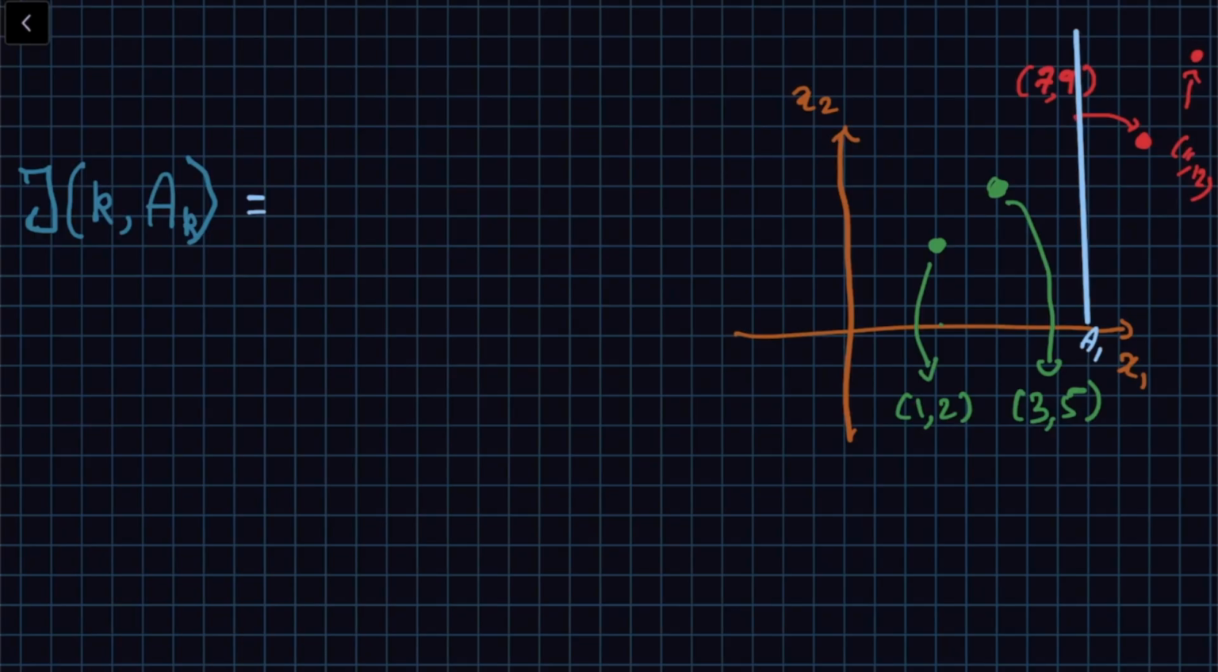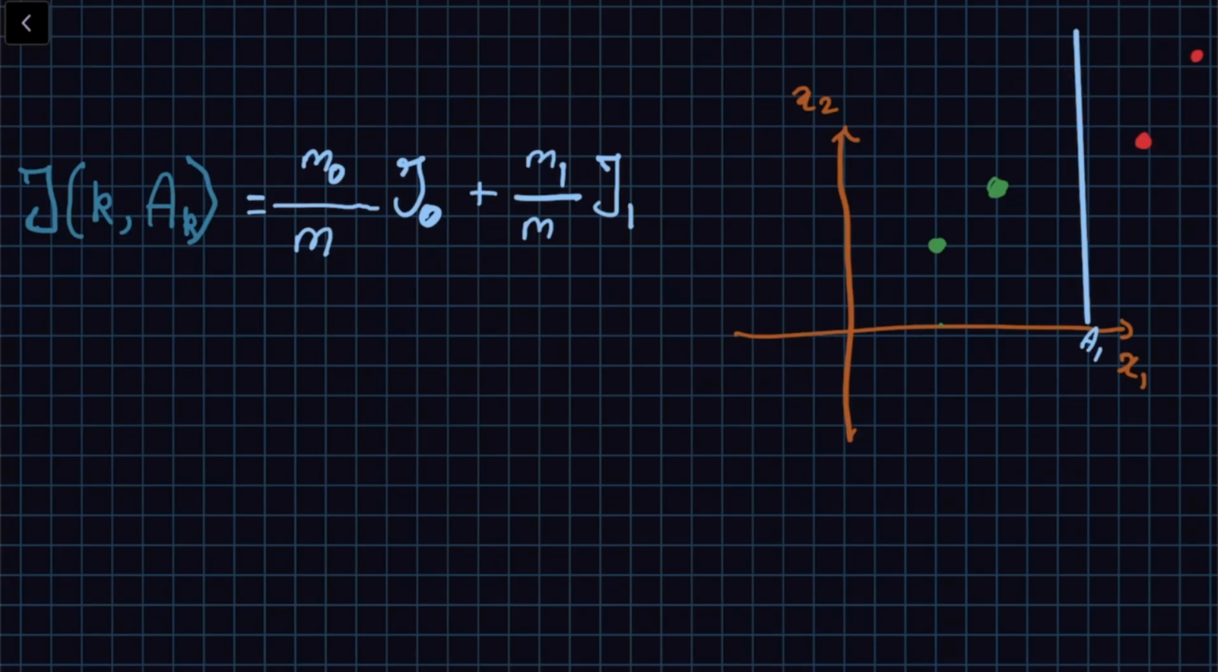Now, how did I pick my a1? Well, the algorithm starts with J(1, a1) by separating my data into two classes, let's say class 0 and class 1. So it will be M0 over M times J0 plus M1 over M times J1. Let me remove the numbers off the graph because they're really distracting. So now, what is J0 and J1?